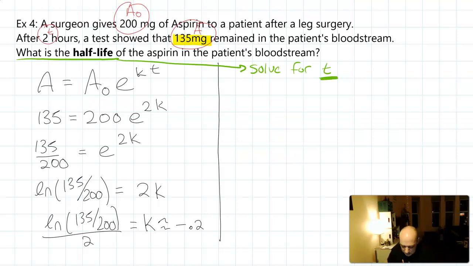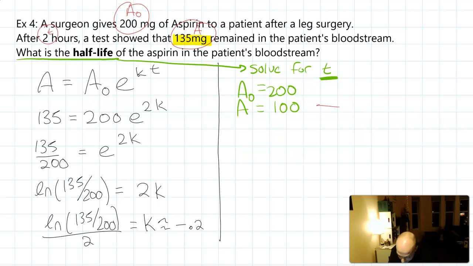But I don't have any amounts. Well, here's the thing. We've talked about how half-life doesn't depend on the amount. It just depends on the growth constant and the proportions. So just pick some amounts. Let's say that our initial amount was 200. Then the amount that we have that would be half would be exactly 100.